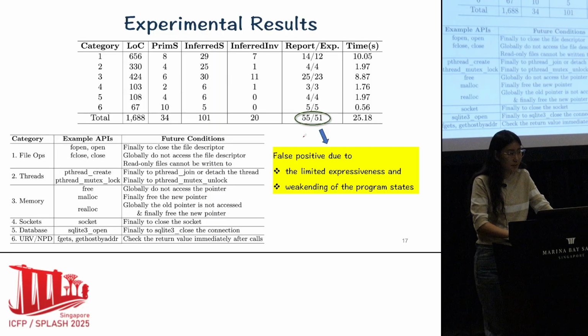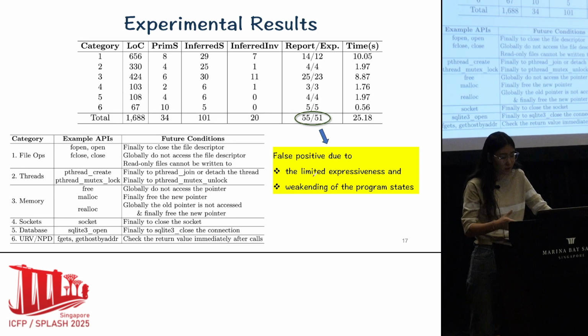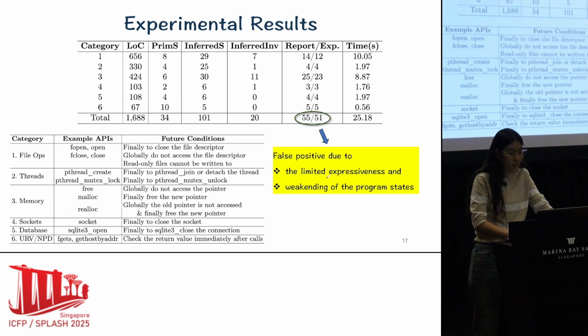And the false positives are allowed in the verification setting, but the cause of it would be the limited expressiveness and sometimes the weakening of the program states. There are case studies of those cases in the paper. You can check out more there.